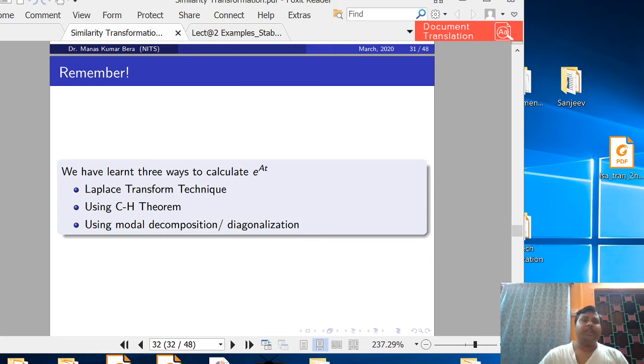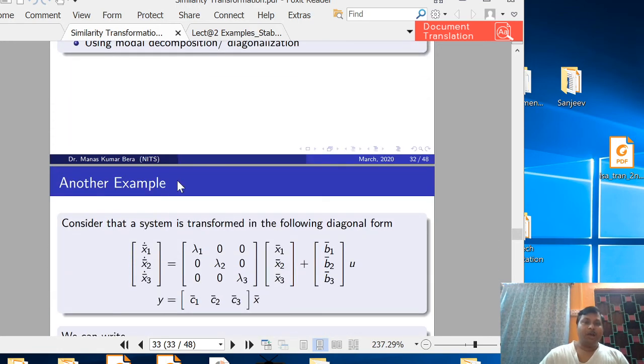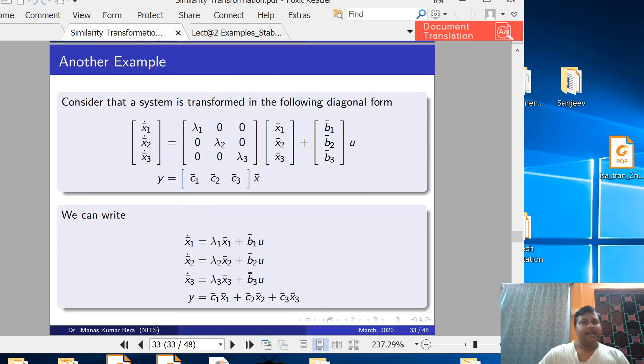So that's why here it is summarized that there are 3 ways to calculate e to the power At. We can calculate using the Laplace transform technique, using the Cayley-Hamilton theorem, and using modal decomposition or diagonalization. Now to understand another important aspect of diagonalization, we have taken another example where the system is in the diagonal form. So this is the A matrix, this is the B matrix, and this is the C matrix.